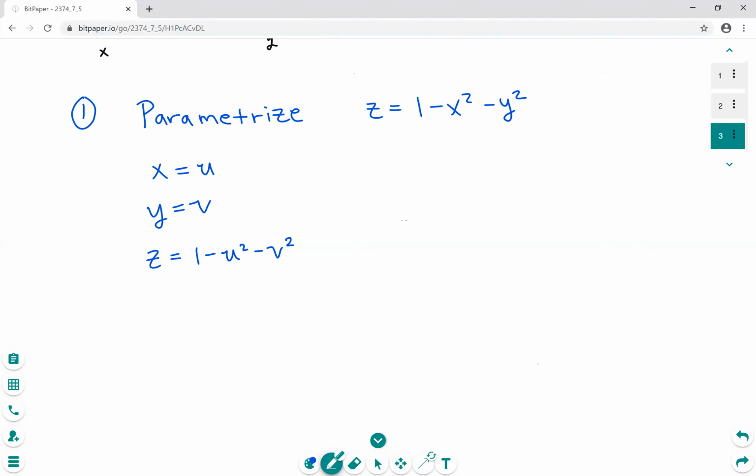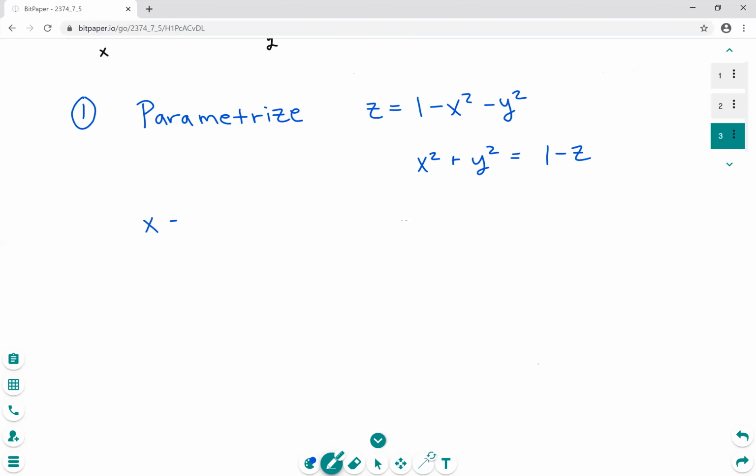We're actually going to use a different parameterization here just to get some practice with parameterization. Also, we know from the book that these surface integrals are independent of parameterization. So if I use one parameterization and you use a different one, you should still get the same answer. So what we're going to do here is begin by rewriting it: x squared plus y squared is 1 minus z. And now we're going to think of this like a circle of radius square root of 1 minus z.